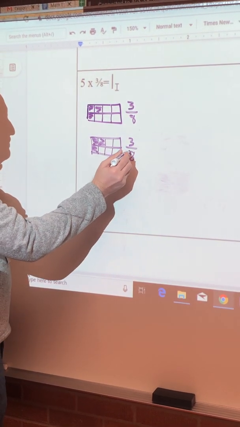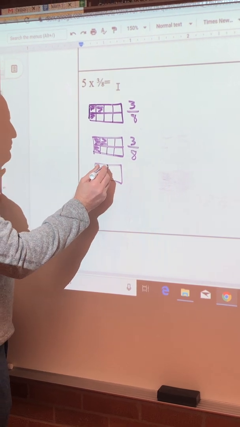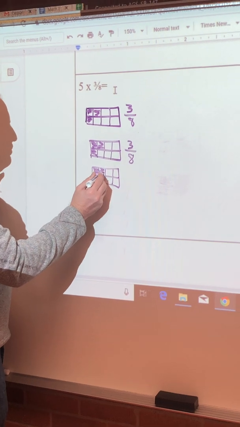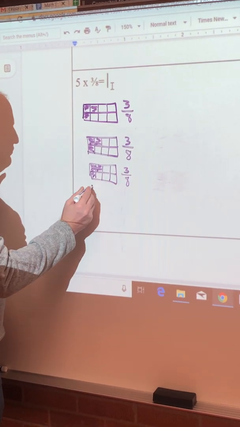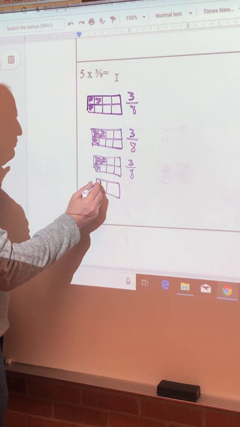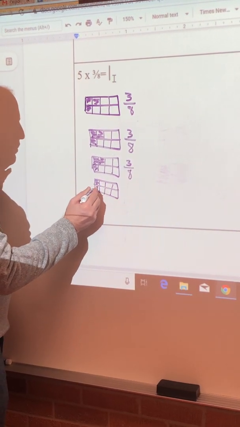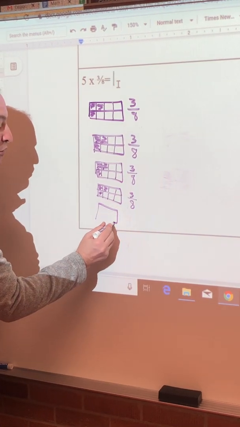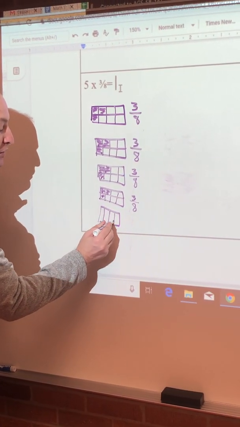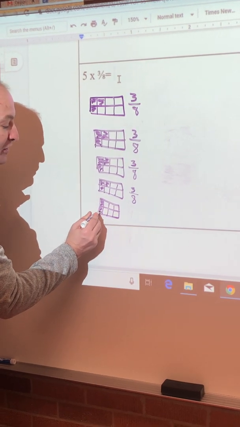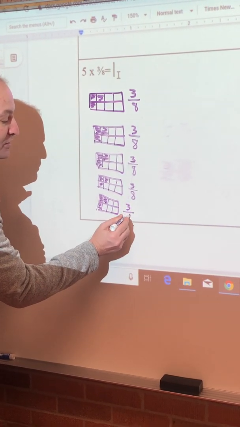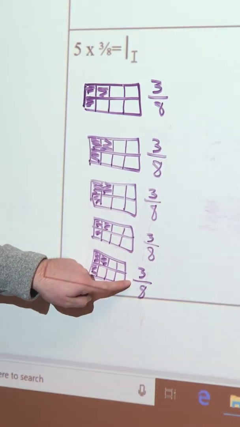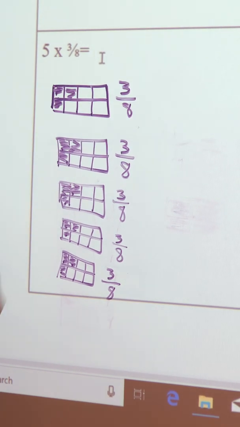So that's 2 groups of 3/8. Three groups of 3/8. Four groups of 3/8. And one more group. These are not my greatest ever drawings, but I think you can see that we have 1, 2, 3, 4, 5 groups of 3/8.